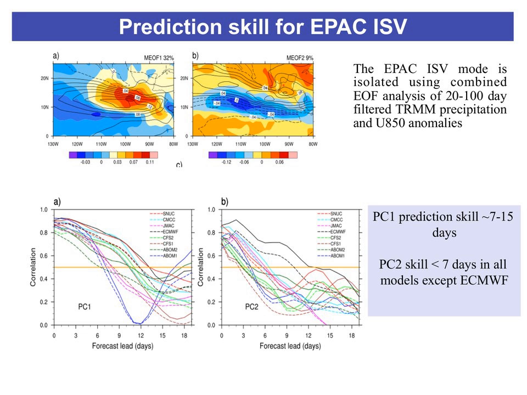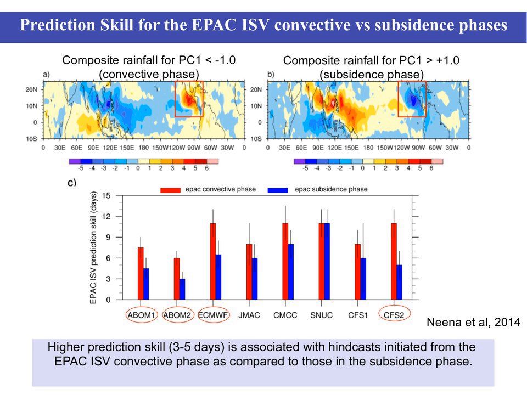Now we look at whether the prediction skill is different for the opposite phases of convection over the Eastern Pacific warm pool, that is, the convective phase or the subsidence phase.